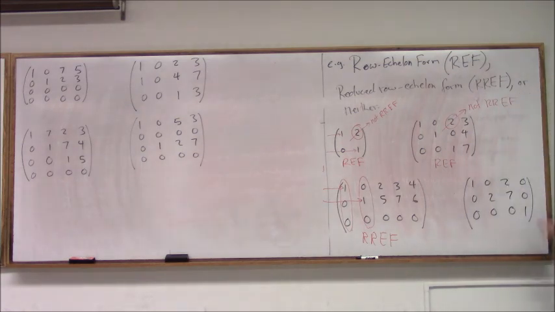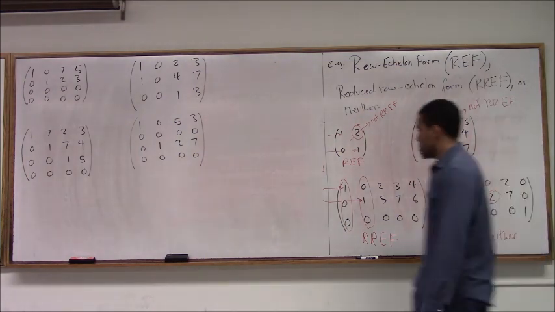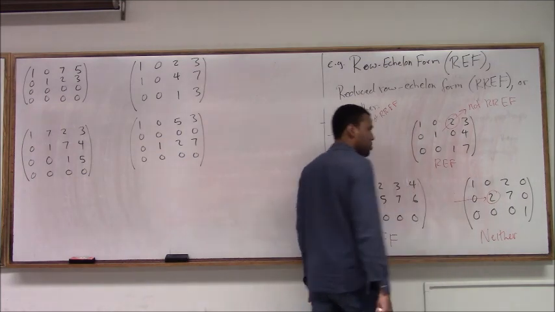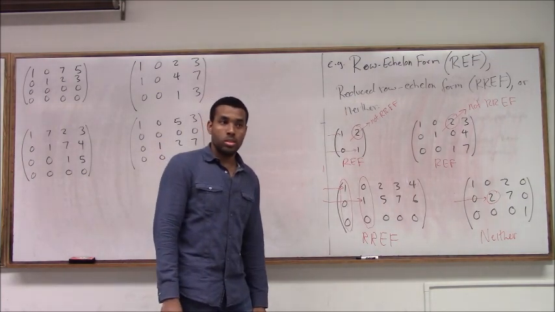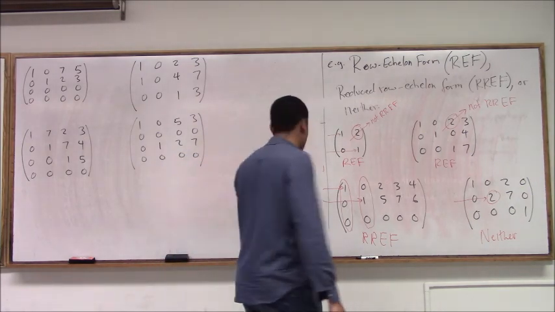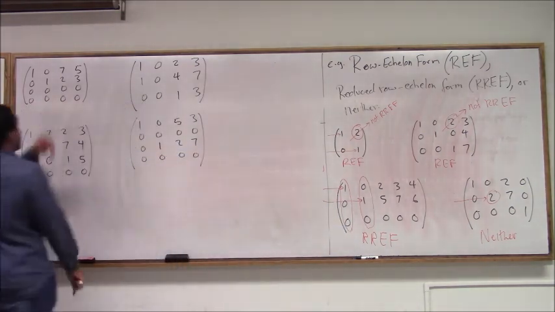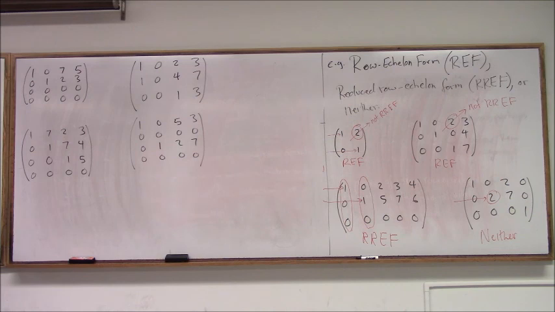What about this one? It's neither. Why? Because of this guy. That's my first non-zero number in the second row. It's not a 1. If that 2 was a 1, what would it be? It would be row echelon form. Okay. This one. It's reduced row echelon form.